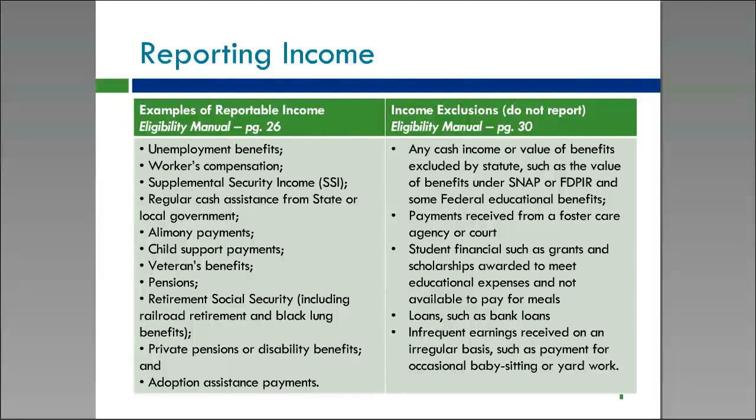On page 30, it also tells you sources of income that you do not include. Some examples are cash payments from SNAP or FDPIR, payments received from a foster care agency or court for the case of foster children, student financial aid, loans, and infrequent income such as occasional babysitting or yard work.